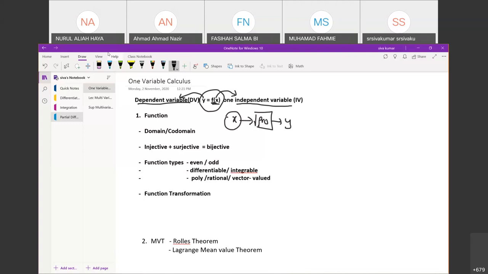When I throw something in, I can change that into one outcome. This is an outcome, okay? I can produce one outcome, and this outcome depends solely on this x. We call it one variable calculus.